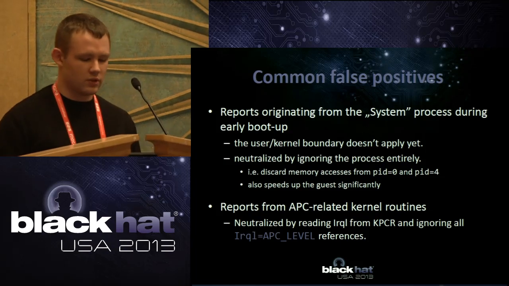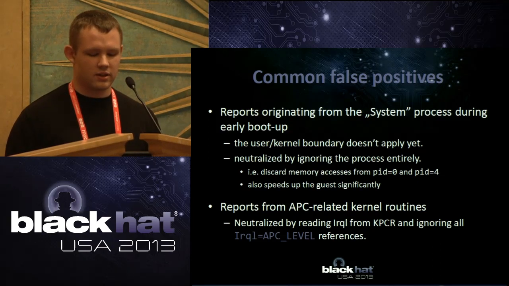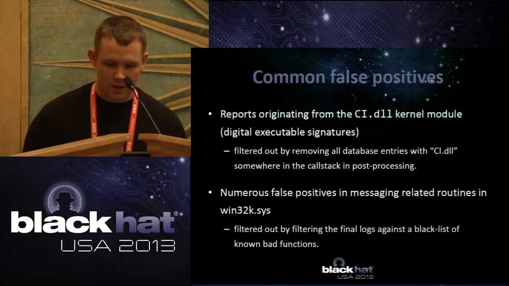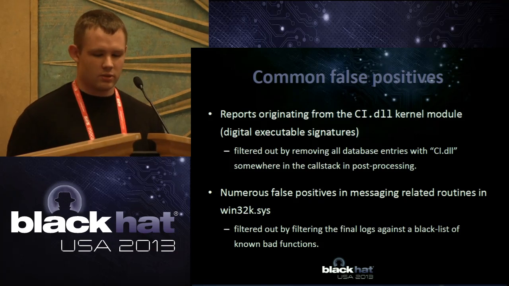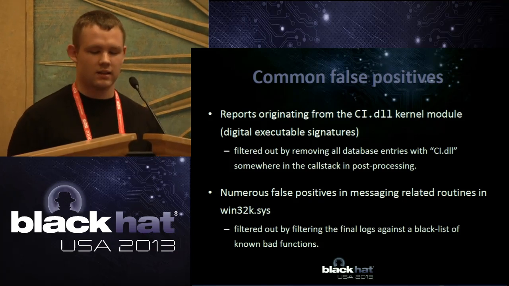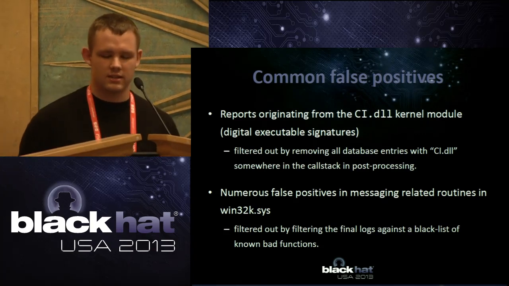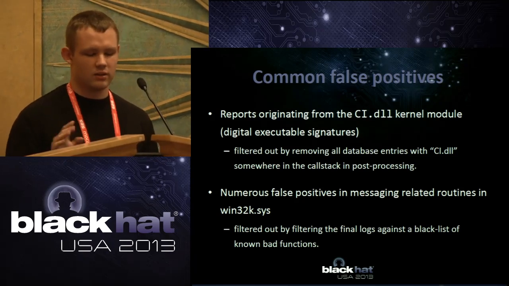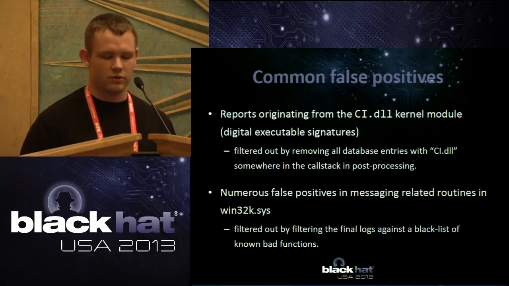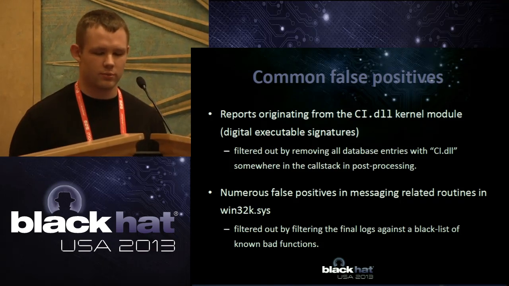We also got lots of false positives from APC related kernel routines, which we neutralized by discarding all of those fetches that were taking place at IRQL equals APC level. Then we again had lots of reports originating from ci.dll, which is responsible for handling PE signing. So we just removed all database entries which had ci.dll somewhere in the call stack, which was also pretty effective. And then we had numerous false positives in the messaging routines of Win32k, which we basically had to deal with by having a blacklist of functions that are known to have false positives.